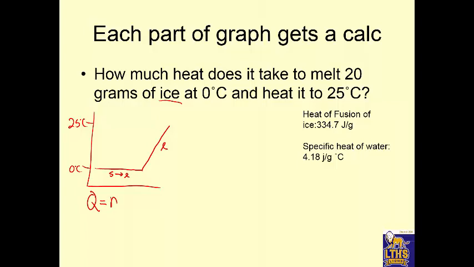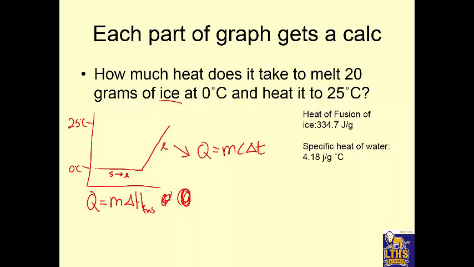Q is going to be equal to m times delta H of fusion for that part of the graph. Plus, we have to add the Q. Oops, I don't need to put the Q there, so I'm just going to put this part of the graph as a Q of m c delta T.